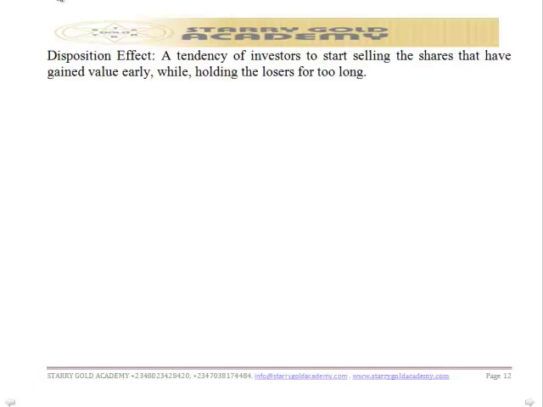We have the disposition effect. When we are talking about the disposition effect, it is a tendency of investors to start selling the shares that have gained value early while holding the losers for too long. You can see the kind of irrational behavior. You sell the one that is making gain early and hold the one that is losing for too long.